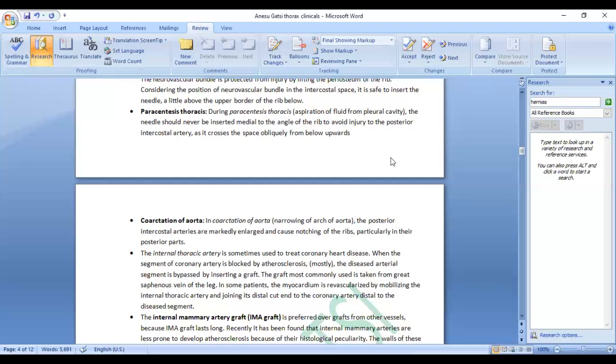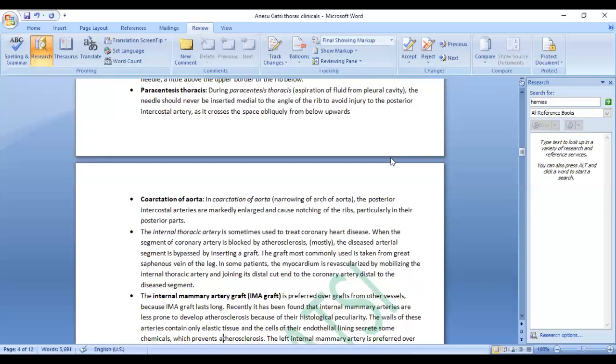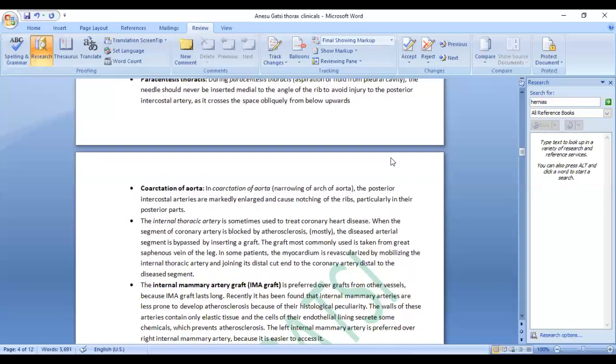So the internal thoracic artery may be used for these purposes, and is actually chosen for this because the walls of these arteries contain only elastic tissue, and the cells of the endothelial lining secrete some chemicals which prevent atherosclerosis. So we are in a way correcting a problem and actually preventing the same problem from happening again if we were to use an internal mammary artery graft. So internal mammary artery is the more preferred name to internal thoracic artery that was used back then.